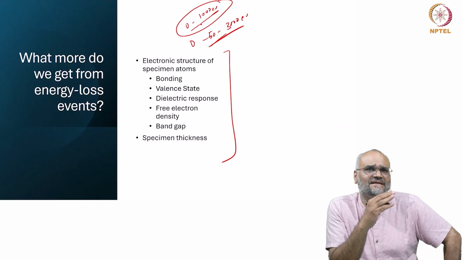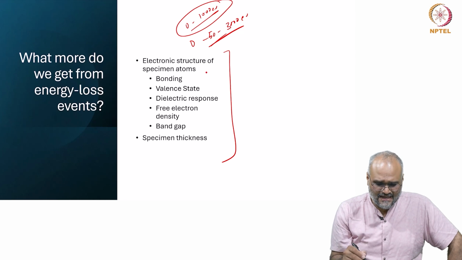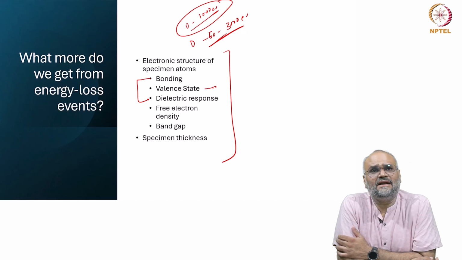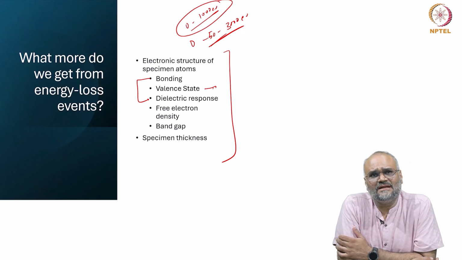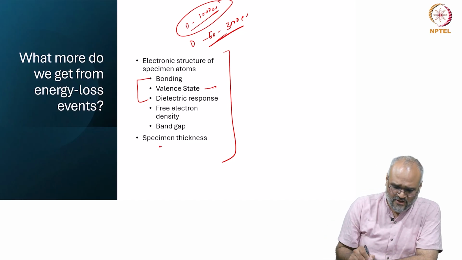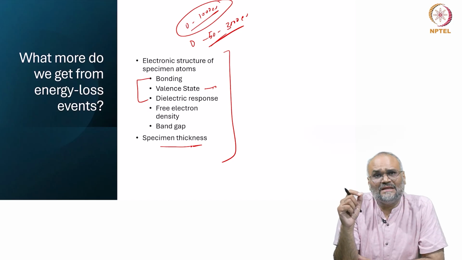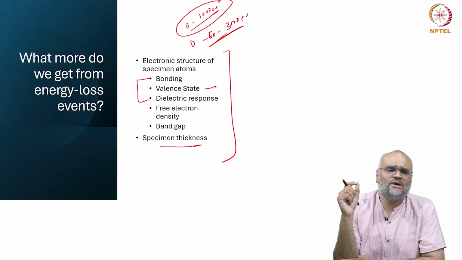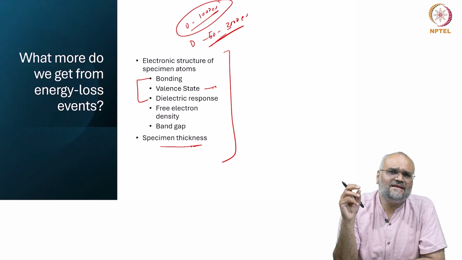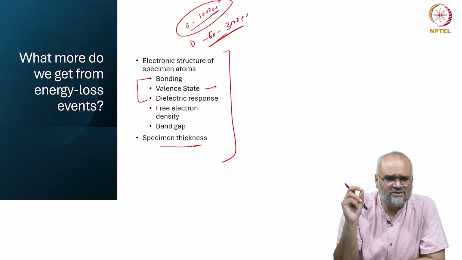There is something called the EELS ionization edge, from which you can look at the valence state, or from the low loss spectra, the bonding or the dielectric response. You can get the free electron density, you can also get the band gap, and from the plasmon peaks you can get an accurate estimate of the specimen thickness. Once again, from the plasmon you can look at the characteristic ionization edges, understand what the inelastic mean free path is, and from this you can determine the specimen thickness very accurately.